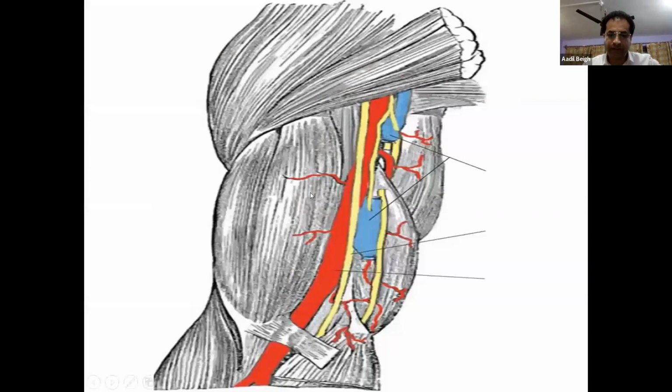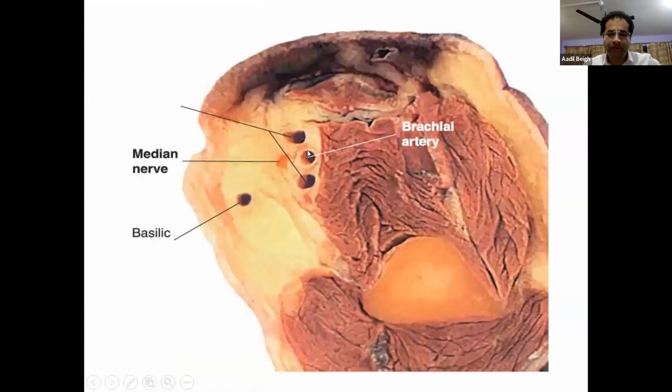So it runs in the medial aspect of the arm along with the median nerve and the basilic vein. So this is the brachial artery, and there are two deep brachial veins along with it, and the median nerve, and also adjacent to it is the basilic vein.